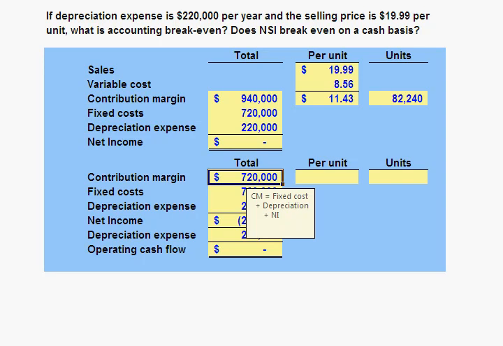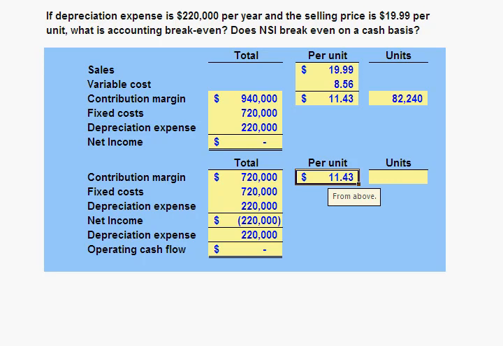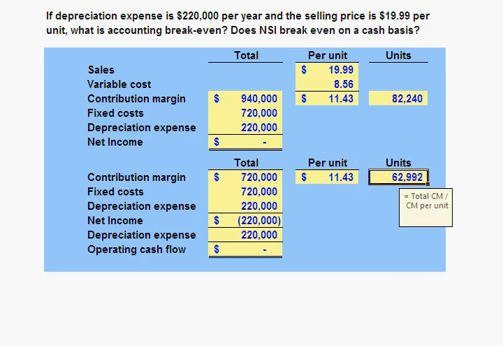Recall, from above we calculated our contribution margin per unit, which was $11.43. Therefore, we can calculate our break-even point for cash flow by taking our required contribution margin of $720,000 and dividing it by our $11.43 per unit contribution margin. We find that our cash basis break-even is at 62,992 units.